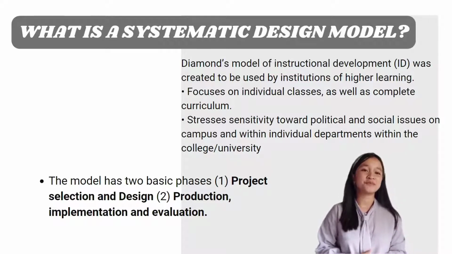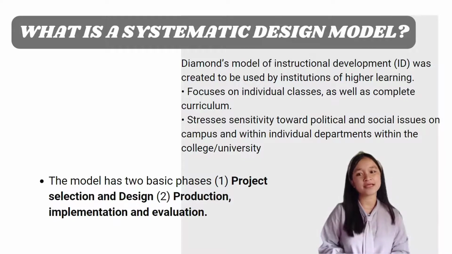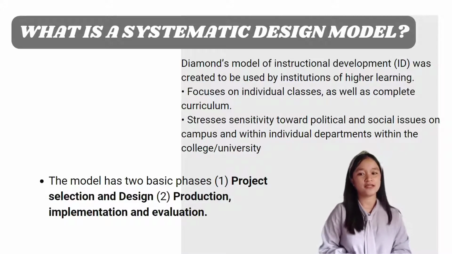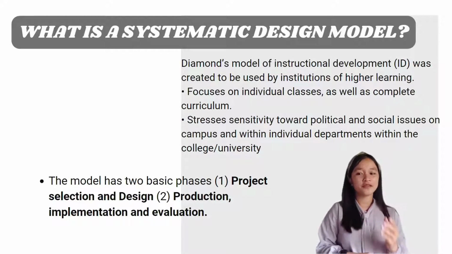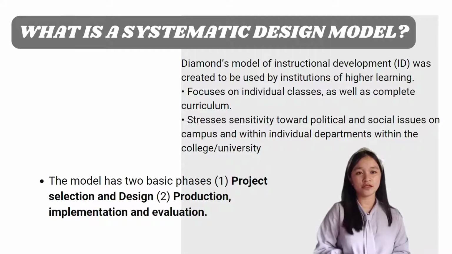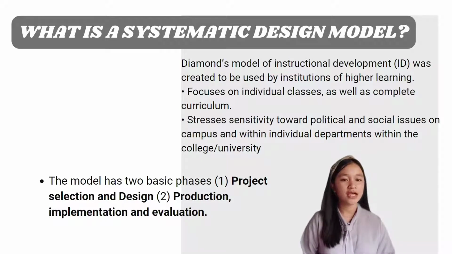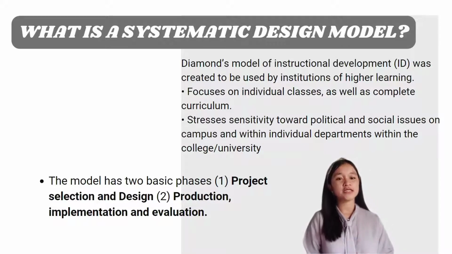So the model has two basic phases. First phase is what we call project selection and design. And the second phase is production, implementation, and evaluation. Like some other previous models, it follows a linear process of curriculum development. Diamond explained that ideally, some actions must precede others, and certain decisions should not be made until all relevant facts are known. It is imperative that all data must be complete before proceeding to the next step.